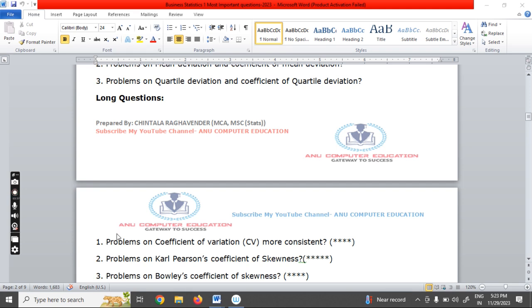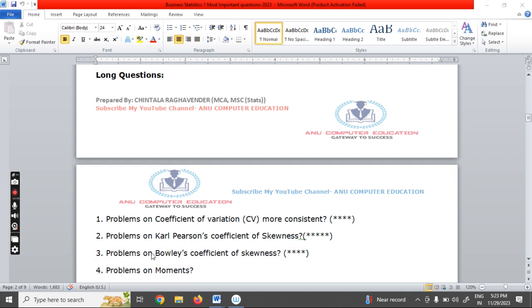When it comes to Unit 4, problems on coefficient of variation, CV, more consistent or who is more stable. You can expect this kind of question in your final exam. And problems on Karl Pearson's coefficient of skewness and Bowley's coefficient of skewness. Out of these three, you will get one short answer and two long answers. These are very important.